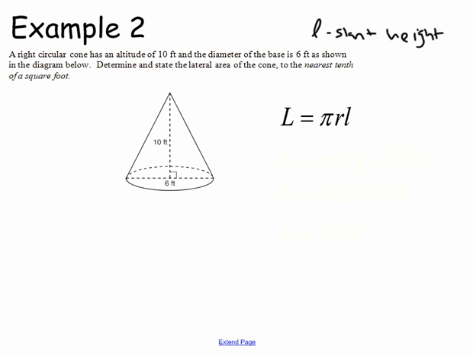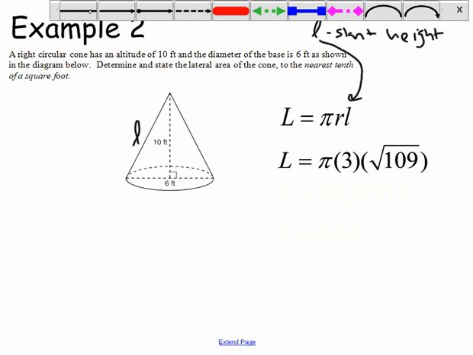So when we substitute, we get pi times 3 times radical 109. At this point, you're wondering, what the heck? Where did that radical 109 come from? Let's talk about that. You've got to remember that in this formula, this l stands for slant height. This 10 is not the slant height. This is the slant height, so this is l right over here. If you want l, you're going to have to go out and find it using the Pythagorean theorem.